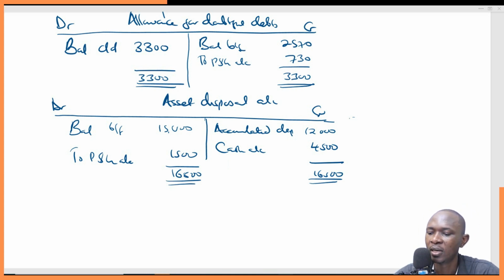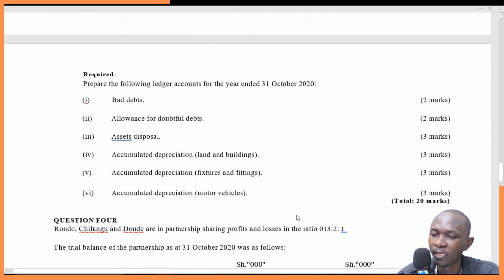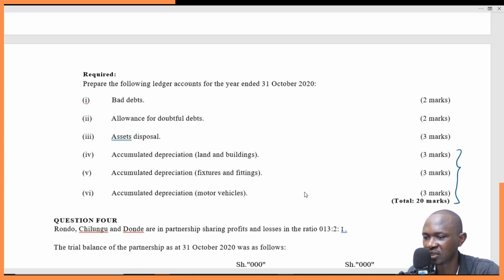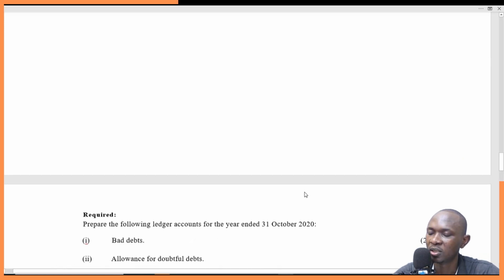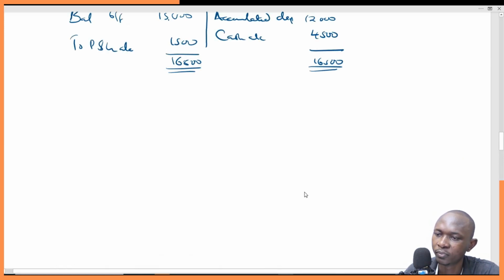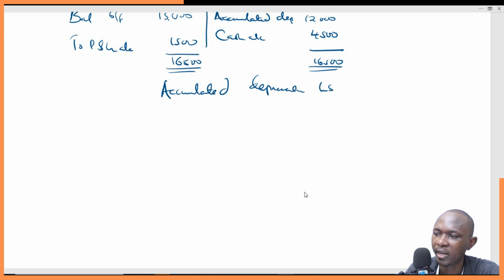Okay, let's move on. We go to the next question. Accumulated depreciation. Now these are 3 marks. Accumulated depreciation, land and buildings, accumulated fixtures. I'm saying 3 marks because it's a repetition. The concept is the same. So accumulated depreciation accounts. Accumulated depreciation, land and buildings. The concept is the same.